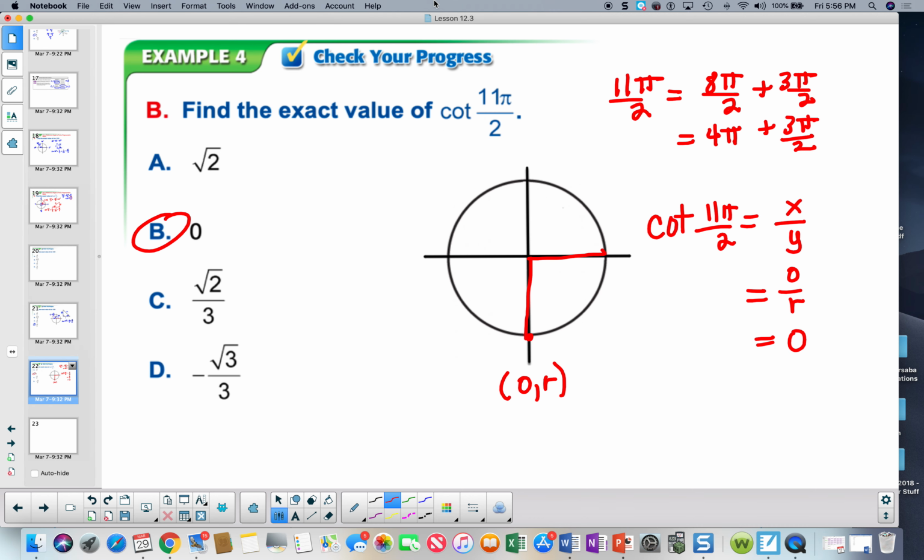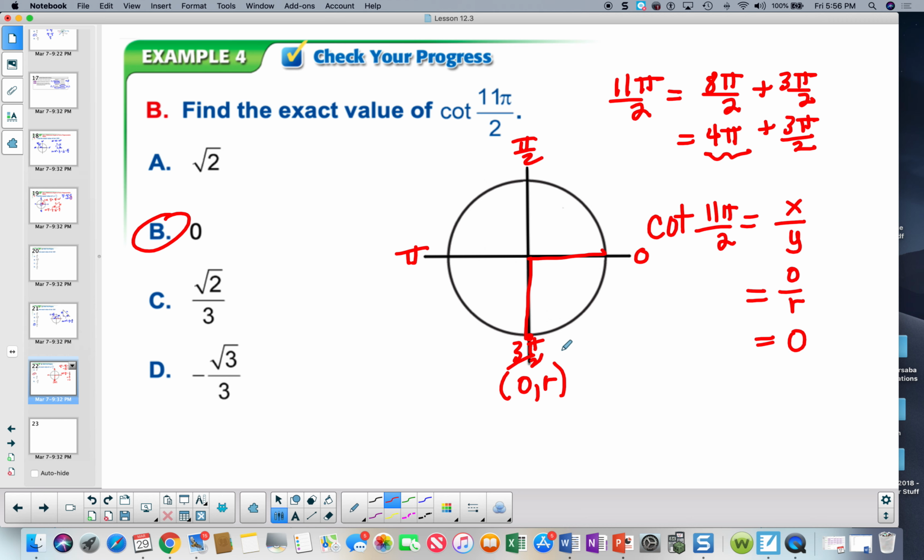And I'm going to do this one for you. Find the exact value of cotangent 11 pi over 2. 11 pi over 2 is 8 pi over 2 plus 3 pi over 2. And 8 pi over 2 is 4 pi. So this is 2 revolutions going all the way around twice, and then going 3 pi halves. Remember, this is 0, this is pi halves, this is pi, and this is 3 pi halves. So the terminal side will be right here.